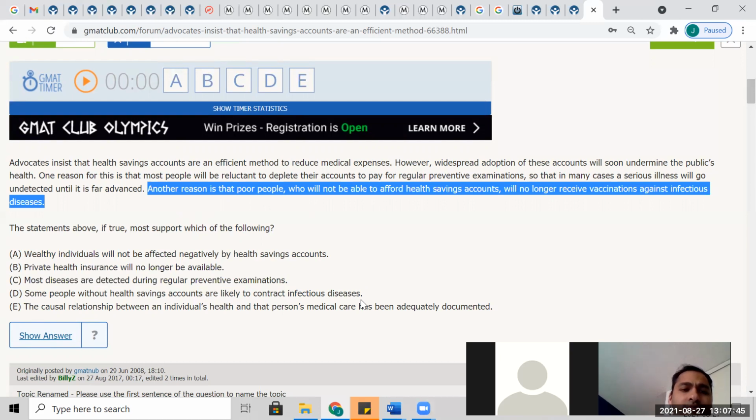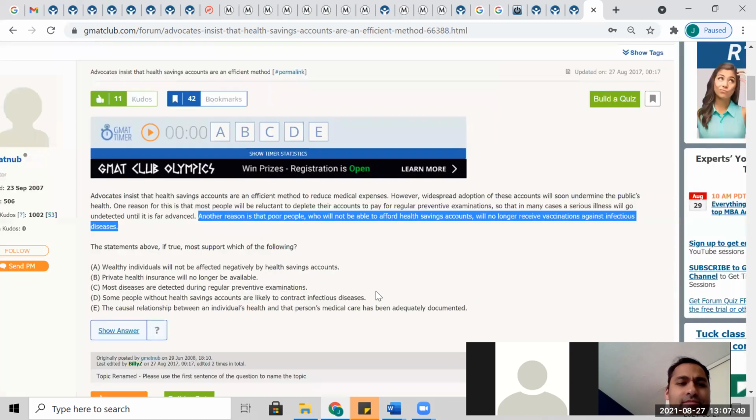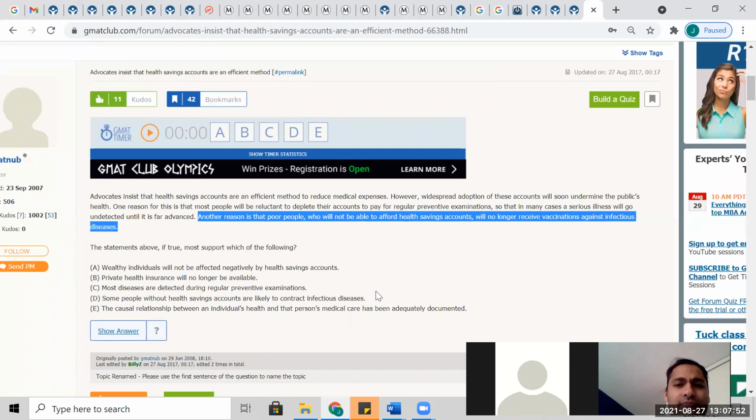And I kind of read through it so fast. I did not even register it well. I said, okay, so poor people will also be affected, something like that. I did not concentrate on the last part at all.